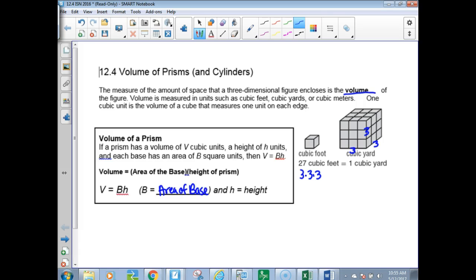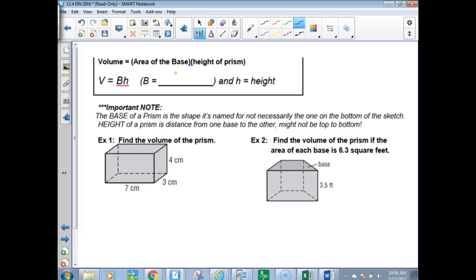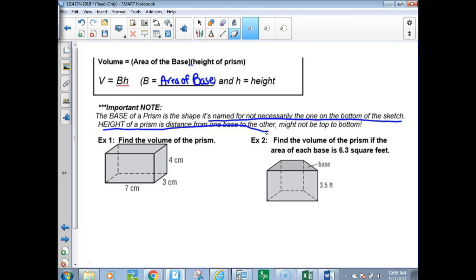Now, we're going to have to use our area formulas for the shape of whatever the base happens to be. So again, big B is area of the base. All right, the base of a prism is the shape it's named for, not necessarily the one on the bottom of the sketch, okay? The height of a prism is the distance between the bases, from one base to the other.